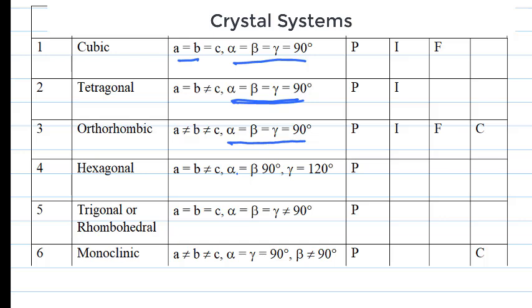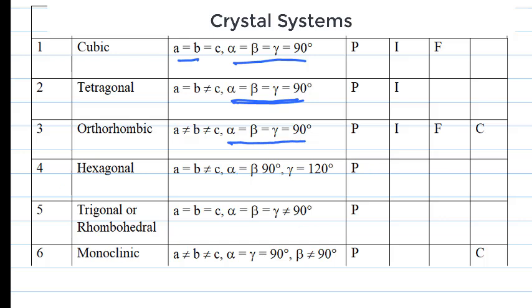Then we have something called trigonal or rhombohedral, wherein A, B, C are equal, but alpha, beta, gamma are not equal to 90 degree, although they are equal to each other. Okay, alpha is equal to beta is equal to gamma, but they are not equal to 90 degree. So it's an oblique kind of cell if you compare it with the cubic system. Okay. Then we have monoclinic, in which A is not equal to B is not equal to C. Alpha and gamma are equal to 90 degree, but beta is not equal to 90 degree.